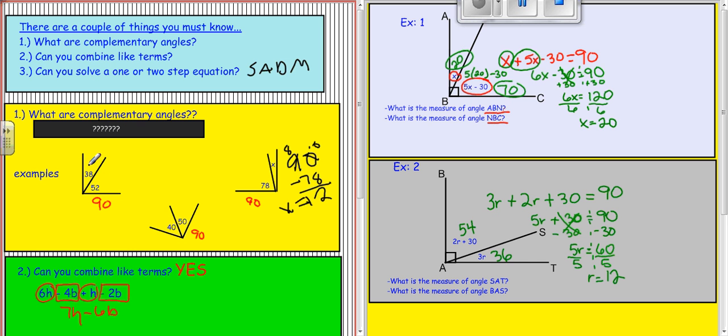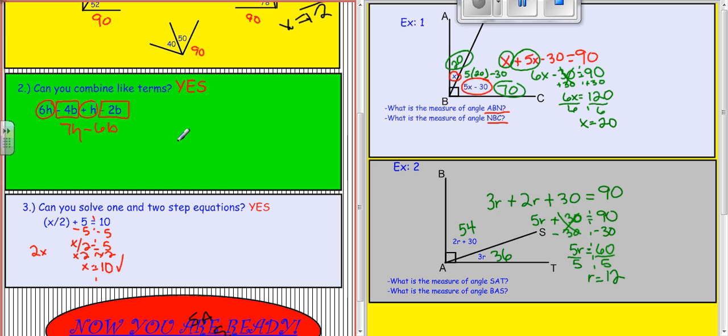What are complementary angles? Well, let's look here. We got 90. So we know that there's two acute angles that add together to be 90 degrees. 52 plus 38 equals 90 degrees. 40 plus 50 equals 90. And right here, we have a missing one. So we're just going to say 90 minus 78, and that's going to give us 12 degrees because two acute angles equal 90 degrees. That is our definition for complementary.